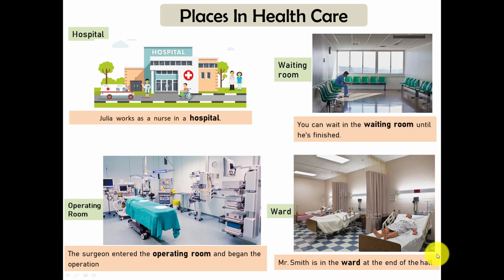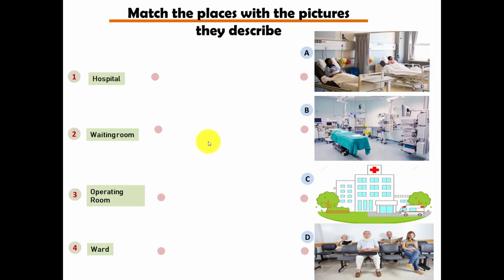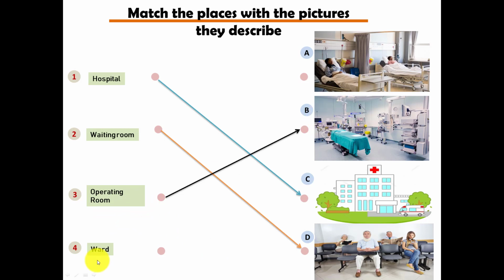Well done. So let's see to what extent you still remember the places. So match the places with the picture they describe. So number one, a hospital. Great, it is with C. Number two, a waiting room. Good job. D. 3. Operating room. Well done. B. A ward. Very good job. It is A.